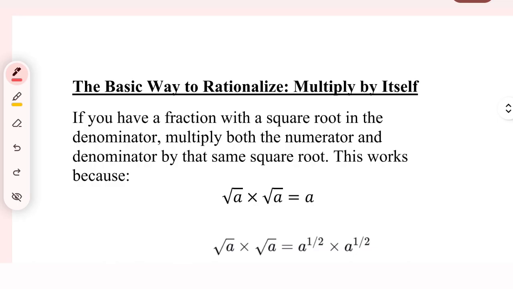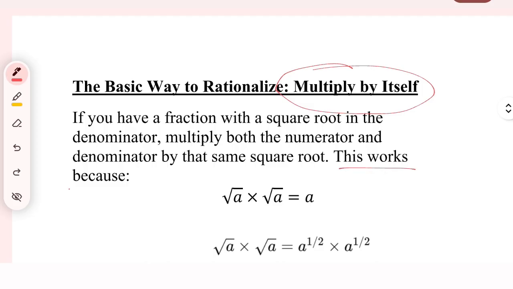So it is the basic way to rationalize. The basic way to rationalize is you need to multiply it by itself. So how would you rationalize the denominator? Here's one way. Multiply it by itself. So if you have a fraction with a square root in the denominator, multiply both the numerator and the denominator by that same square root.